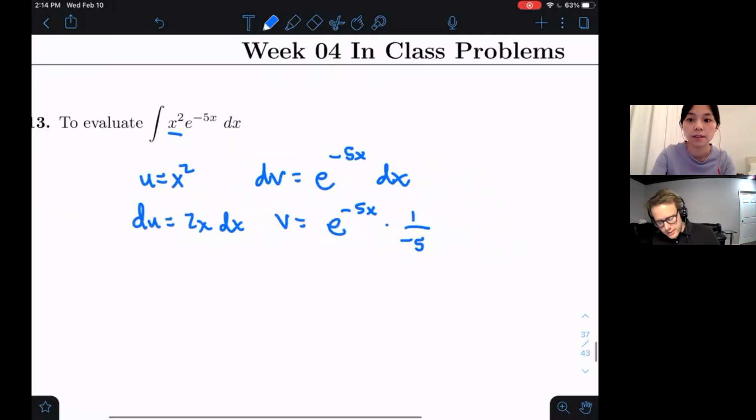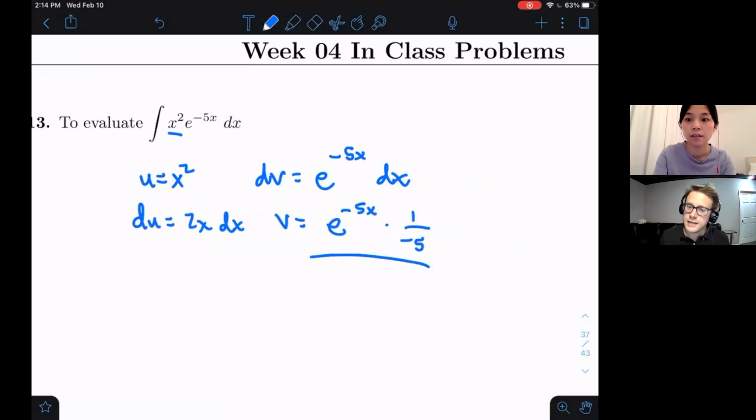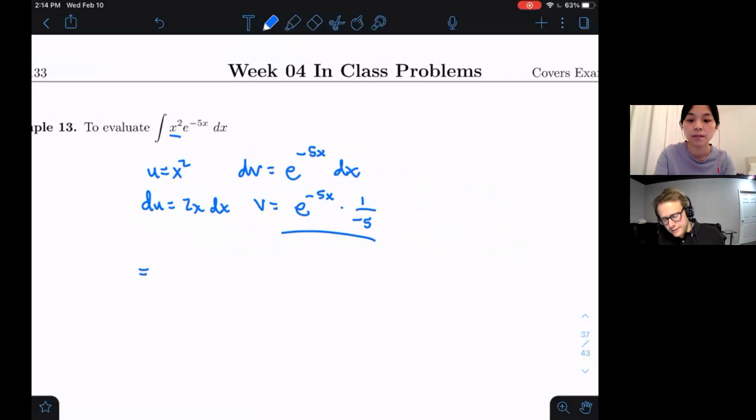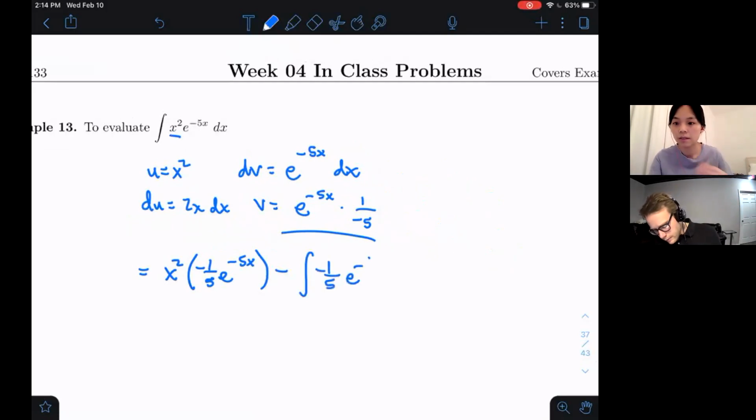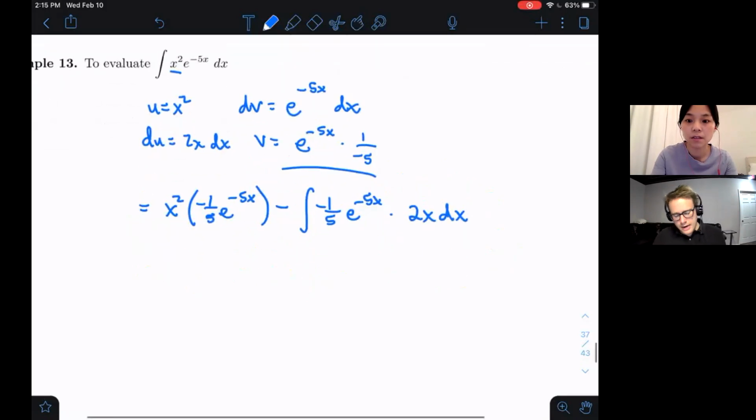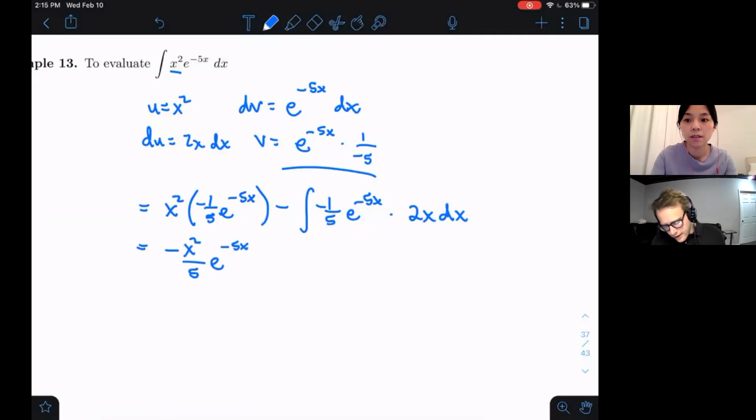All right. So this is the antiderivative of e to the negative 5x. Now let's go ahead and plug these things in. So we have uv. I'm going to rearrange this a little bit. I like my constants out in front. Minus the integral of v du. So let's see, v and du. Du is a little bit more complicated this time. It's 2x dx. And so let's spend a line to simplify down. So this is going to be negative x squared over 5, e to the negative 5x.